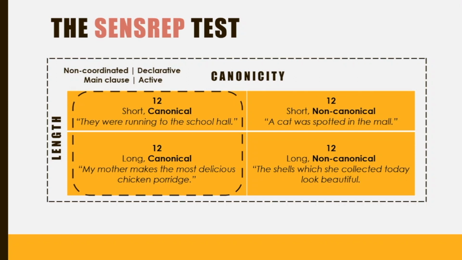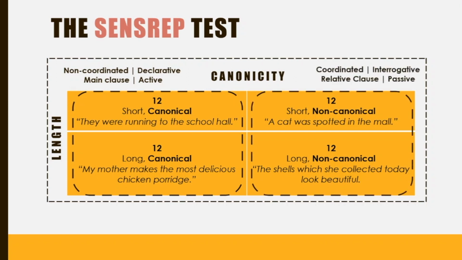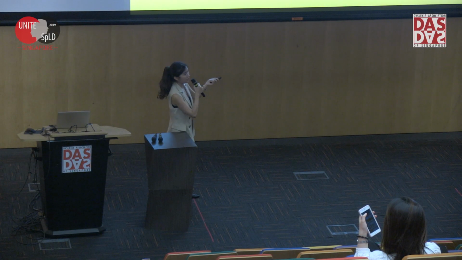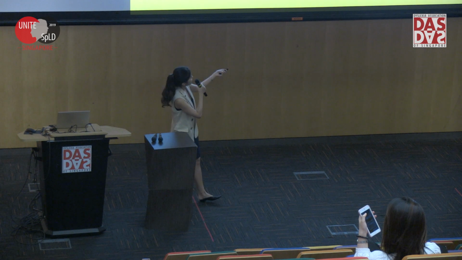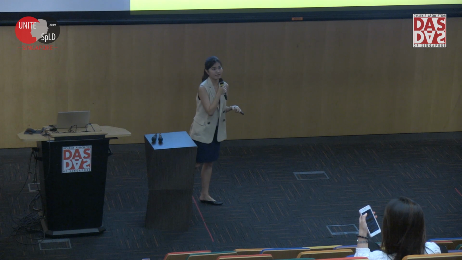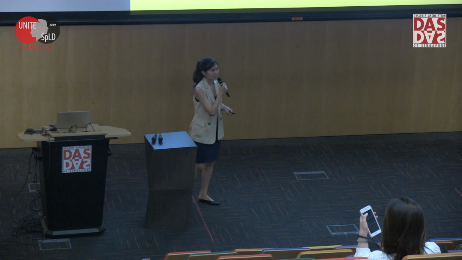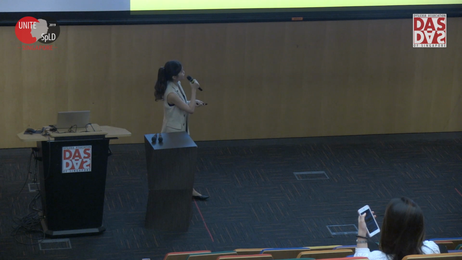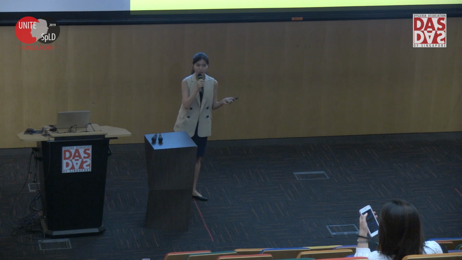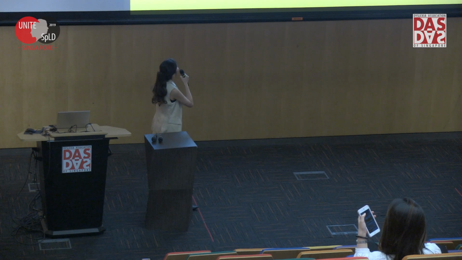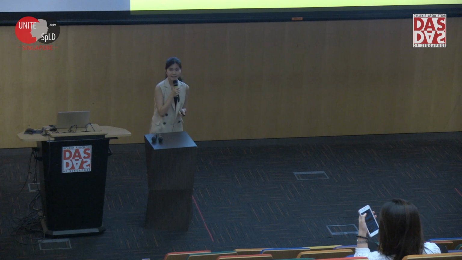And then if you look on the right, you have non-canonical sentences. So these are sentences with more complex sentence structures. They can be coordinated, like the kind with a but, because, or interrogative, a question type. They could have relative clauses or be a passive sentence. For example, if you look at the bottom right, a long non-canonical sentence: the shells which she collected today look beautiful. I would expect more errors on this because of the more complex sentence structure here. Okay, so in total, I have 48 sentences in the test.